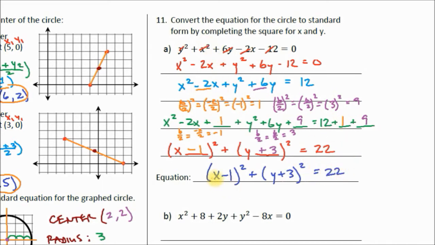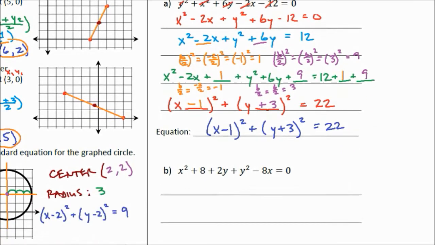And by changing it to this form, you see the center and the radius are easy. The center is at 1, negative 3. The radius is the square root of 22. Alright, last one, letter B.